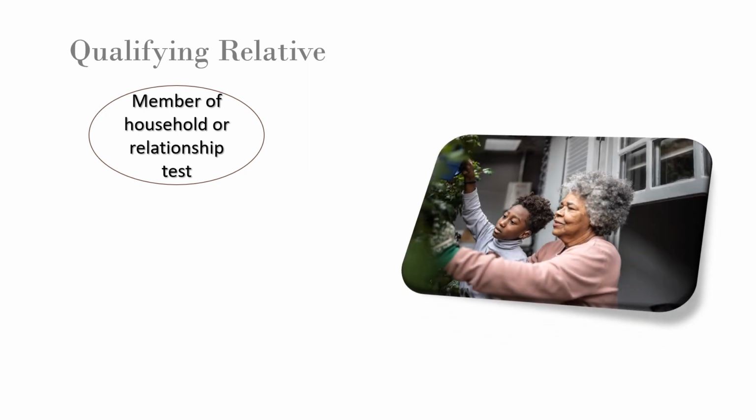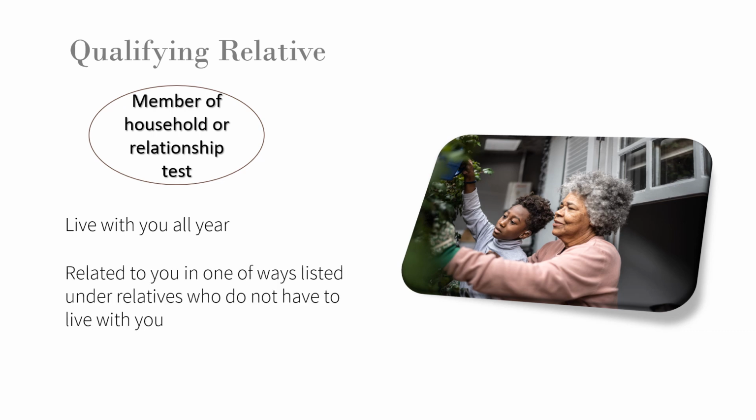The second test is the member of household or relationship test. To meet this test, a person must either live with you all year as a member of your household, or the person must have a certain relationship with you. This includes immediate family members like parents, siblings, or children, or step-parents, step-siblings, step-children, and it can also include more distant relatives as well.